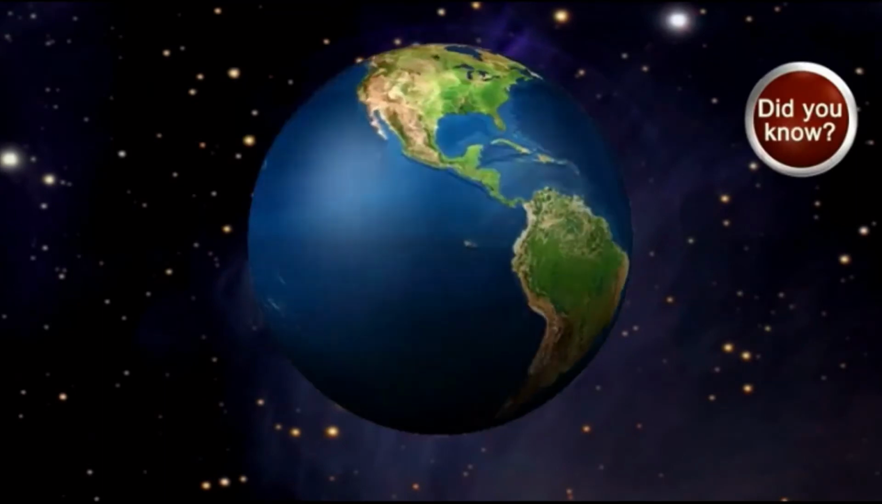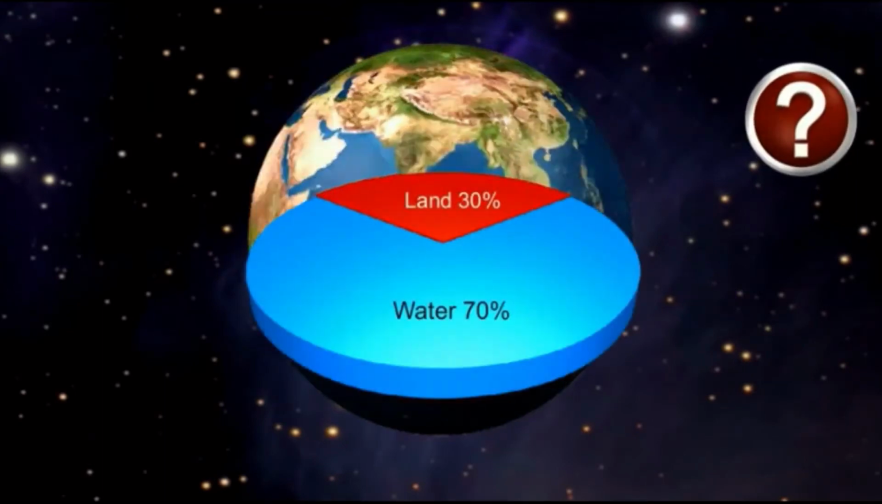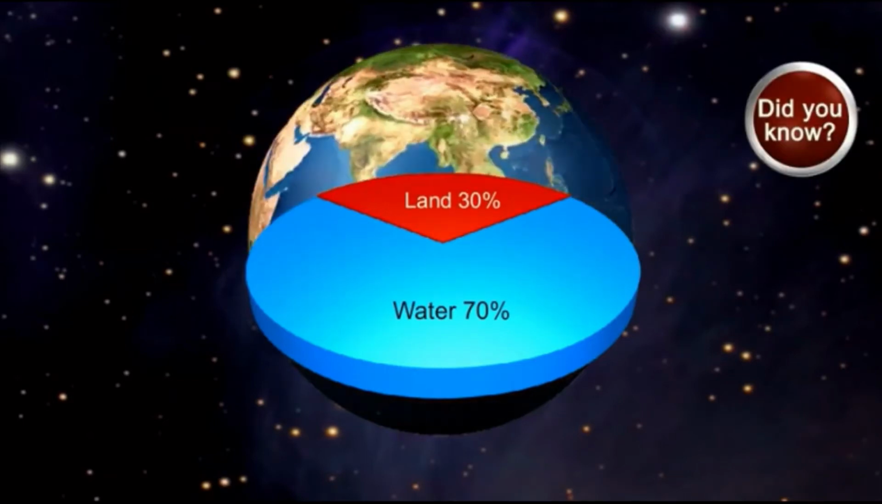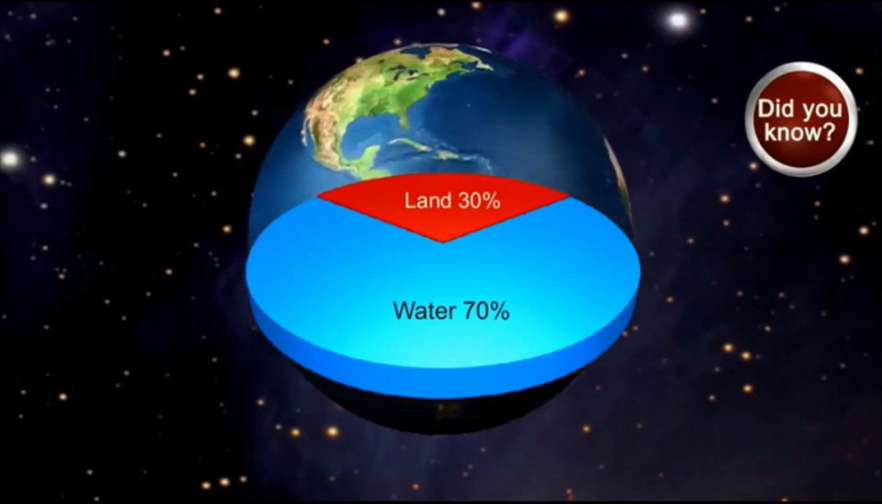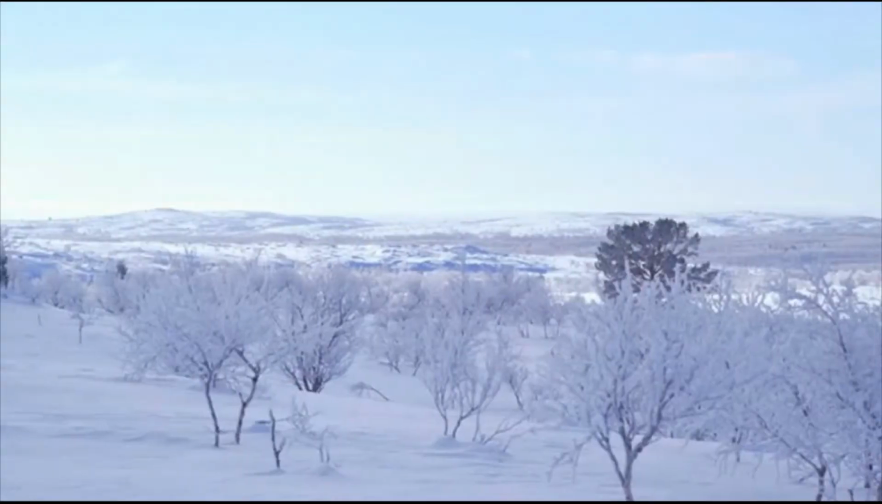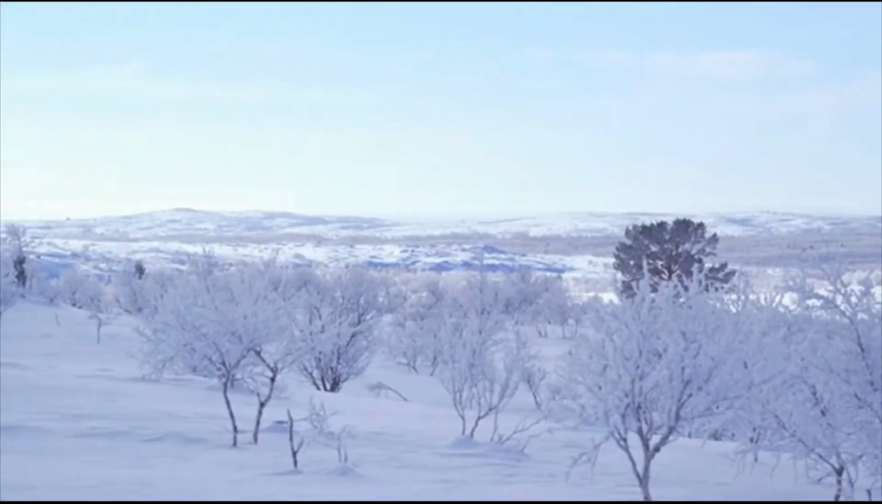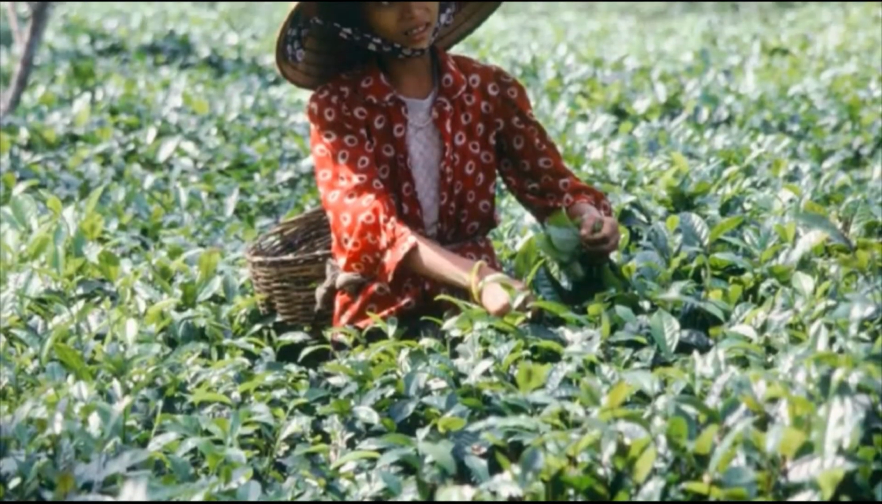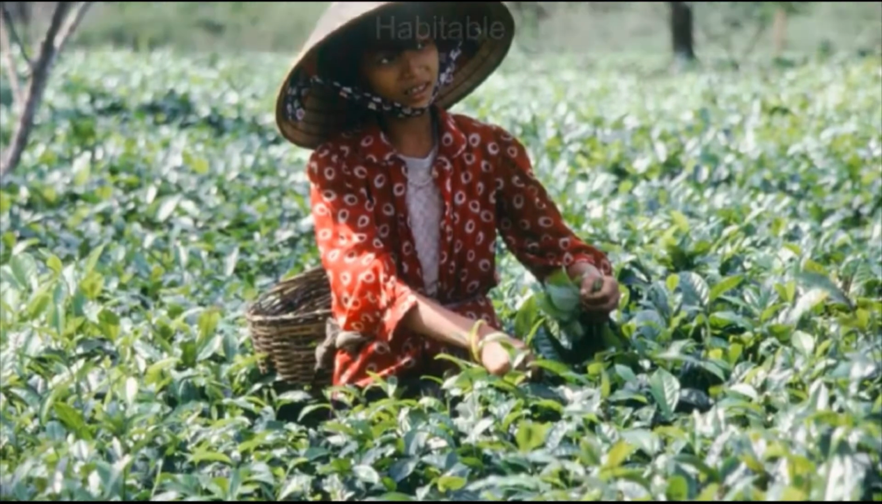Did you know? About 30% of the Earth's total area is land. The rest is covered by water. Of that 30%, there are areas that are not habitable. People live in those areas of land that are habitable.